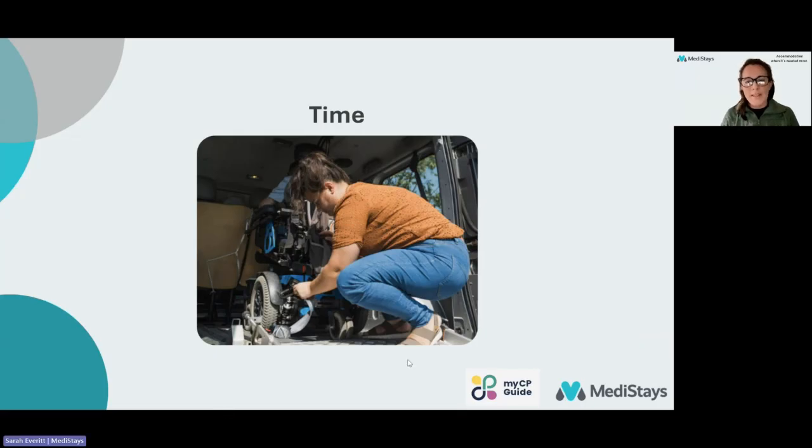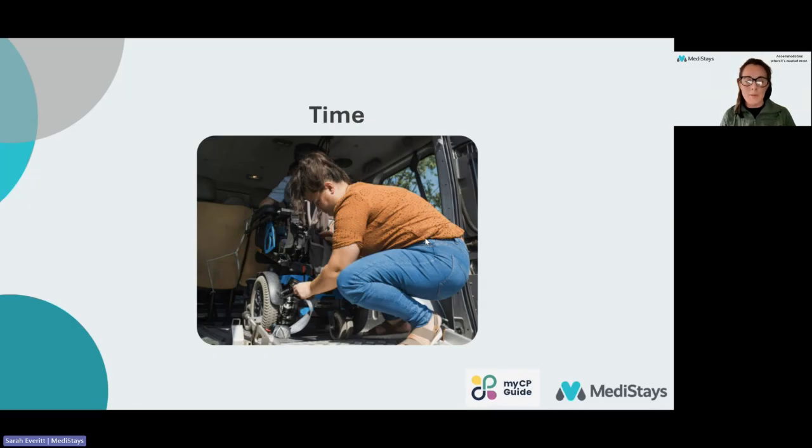The other overarching theme of my presentation today is the importance of time. And for anyone travelling to a hospital, whether that is 50 kilometres or 500 kilometres, there are so many considerations that take time. And for somebody living with CP, particularly those living with more complex physical disabilities, communication challenges, everything is going to take a little bit longer. And that is for the individual and for their carer network.